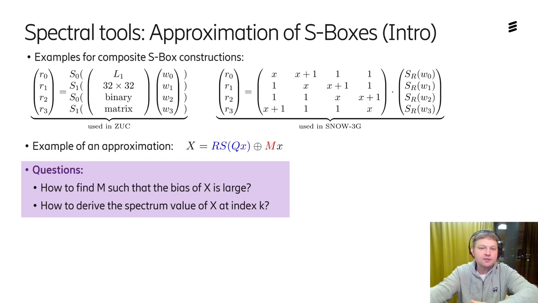So in general, we can say that such composite S-boxes can be generalized as a matrix R times parallel smaller S-boxes on the product of another matrix Q times the input X. An approximation of such a composite S-box would then be a binary matrix M times the input X. The question here is how to find the approximation matrix M such that the approximation would give us a large bias of the noise.